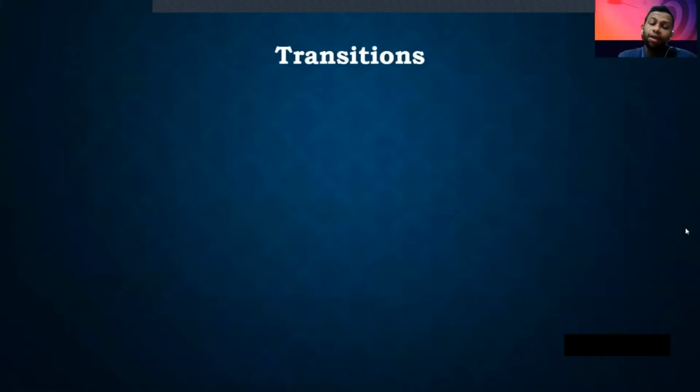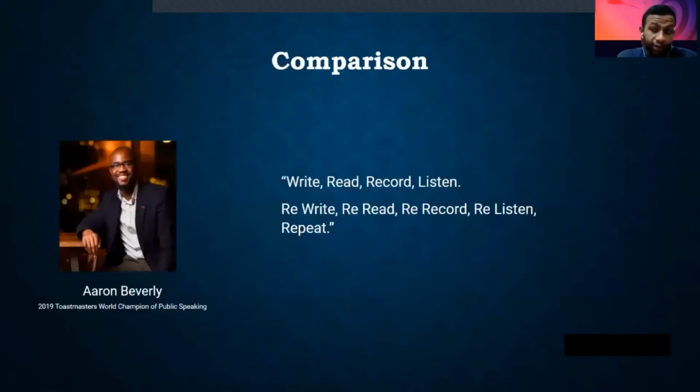Next, this is Aaron Beverly, the 2019 World Champion of Public Speaking. When he talks about the speech process, he calls it read: you write, you read it, you record, listen, and then you rewrite, you reread, re-record, re-listen, and repeat. A speech is not just written once, it's written many times and honed.